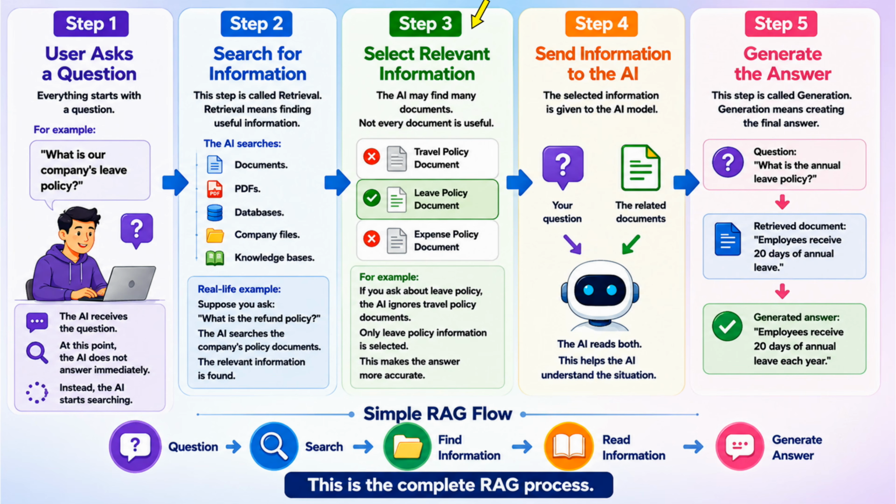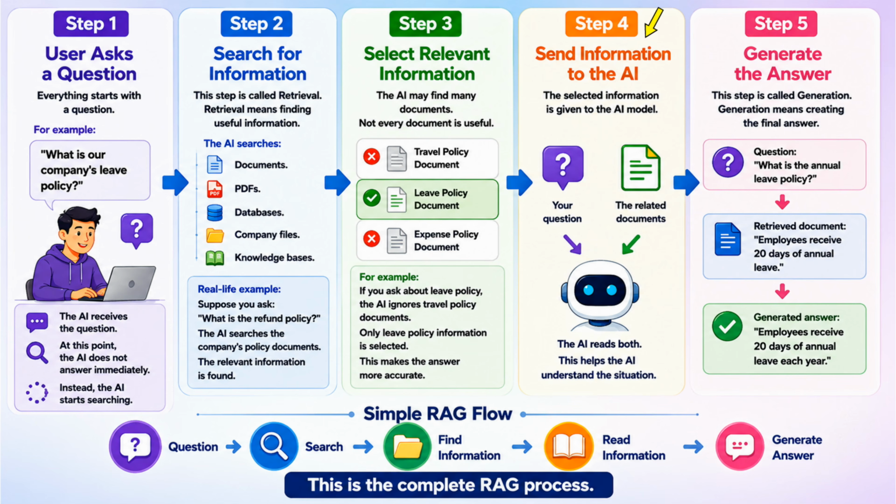Step 3. Select relevant information. The AI may find many documents. Not every document is useful. For example, if you ask about leave policy, the AI ignores travel policy documents. Only leave policy information is selected. This makes the answer more accurate.